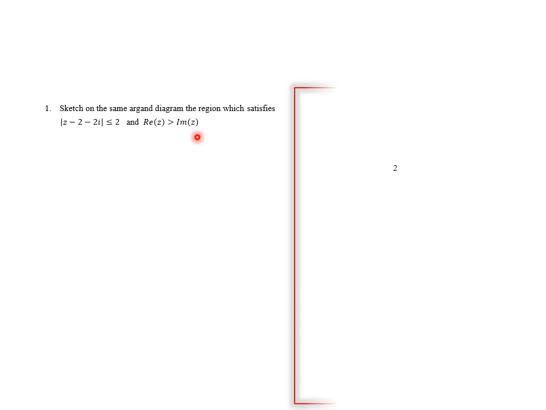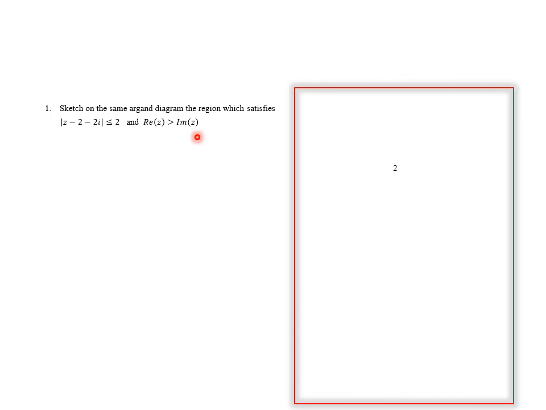Alright, so let's go here. We can now first break down the first locus that we have. It's modulus of z minus 2 minus 2i less than or equals to 2. So you can see it's a circle here. We factor out the negative, so it's going to be z minus (2 plus 2i), with modulus less than or equal to 2 here. So the center is (2, 2) and the radius is 2 units.